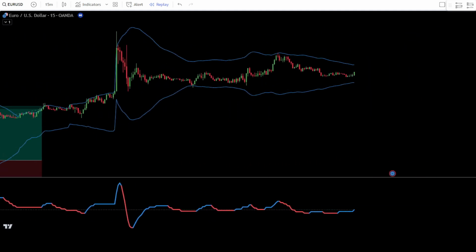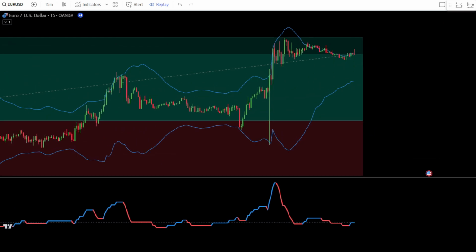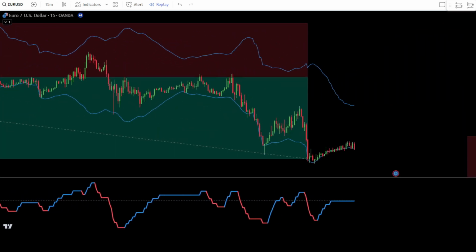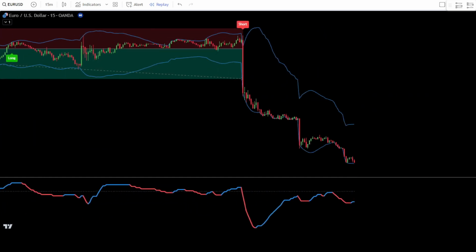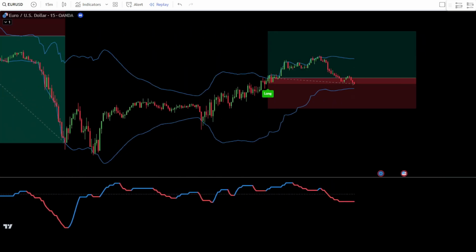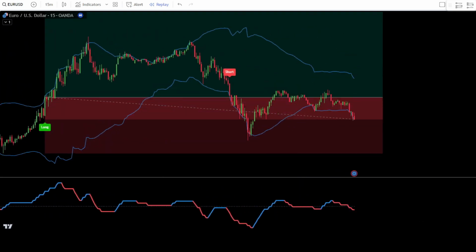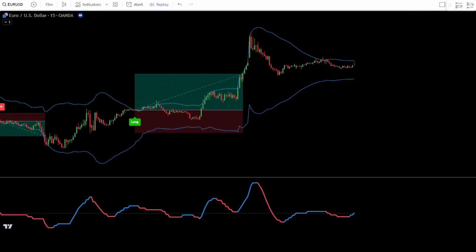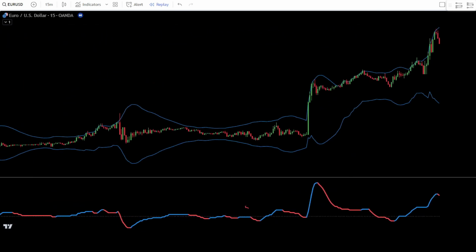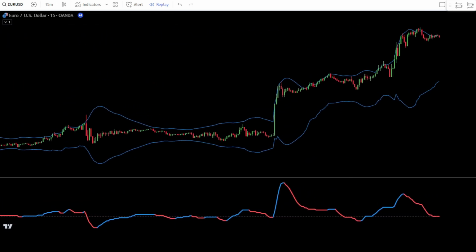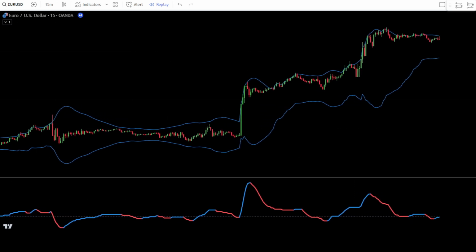We have tested this scalping strategy on the Euro-USD pair using a 15-minute time frame and achieved excellent results. However, you can also use this scalping strategy on other pairs and assets.